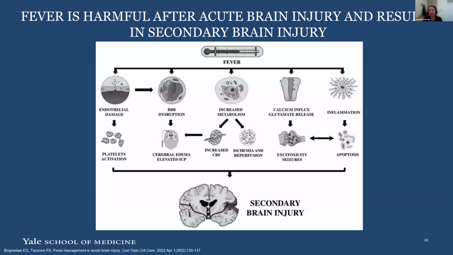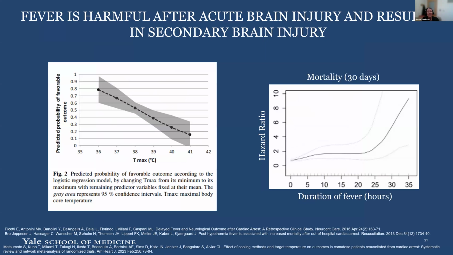Following acute brain injury, we know that fever results in endothelial damage, blood-brain barrier disruption, increased cerebral metabolism, glutamate release, and inflammation, all of which increase the risk for secondary brain injury. As you can see in these figures, which are specific to the cardiac arrest population, both the severity of fever and the duration of fever are associated with worse outcomes.